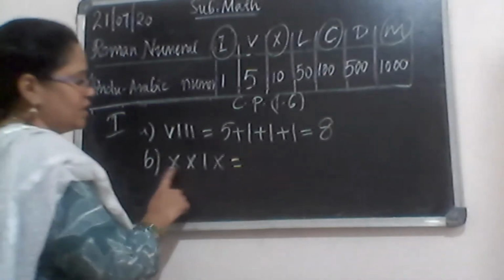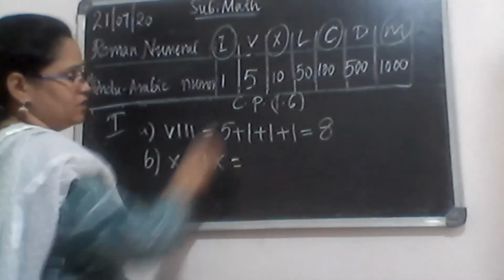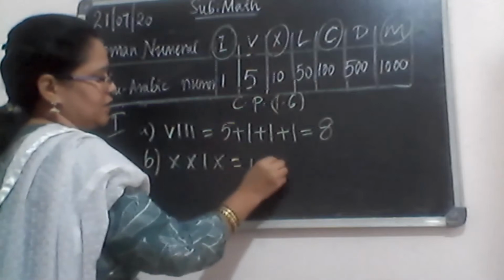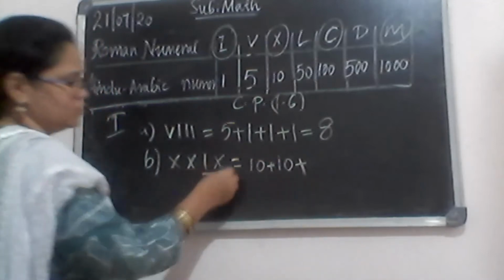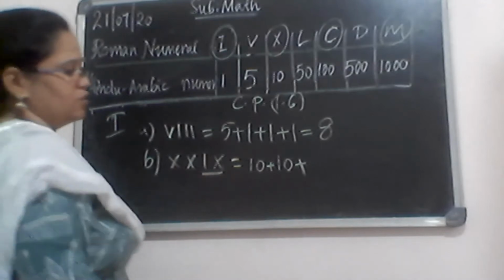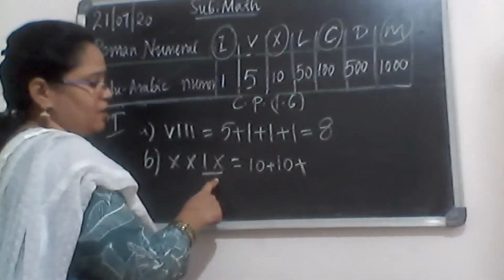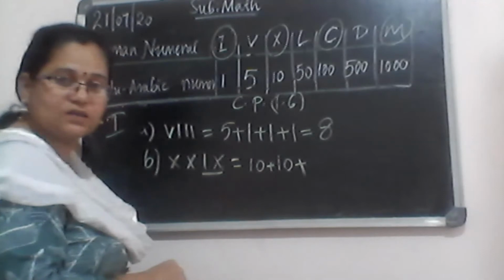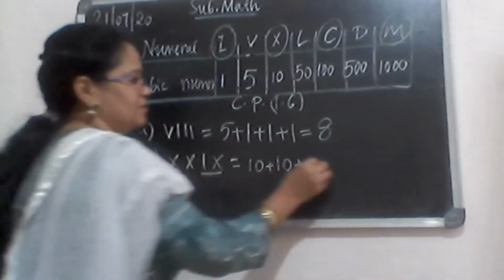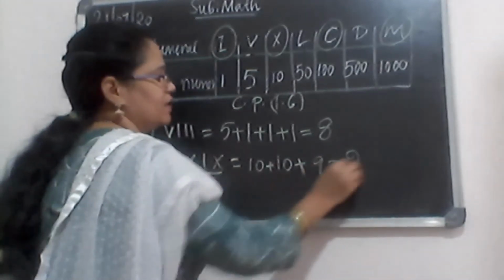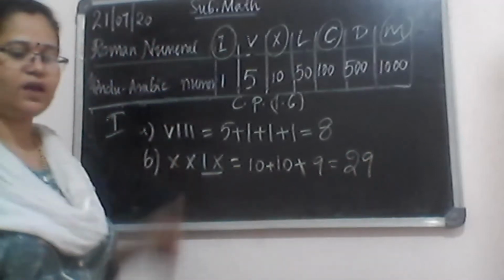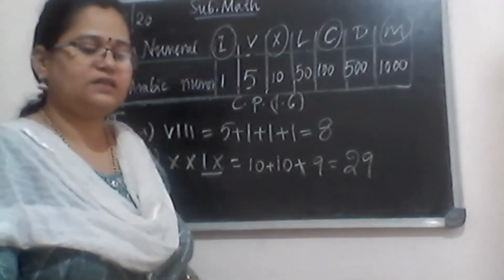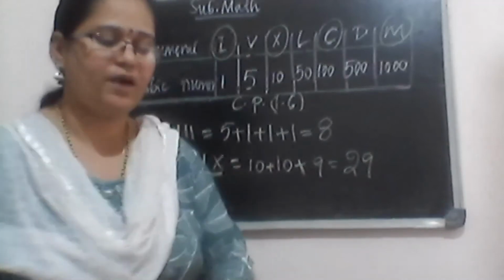Same way, what does X stand for? We know X is 10. Just write 10 plus 10 because 2 times X is written. Now you see IX. What does IX stand for? That is 10 minus 1, which is 9. So add this, you will get 29 as the answer. This way you can do your exercise, checkpoint 1.6.